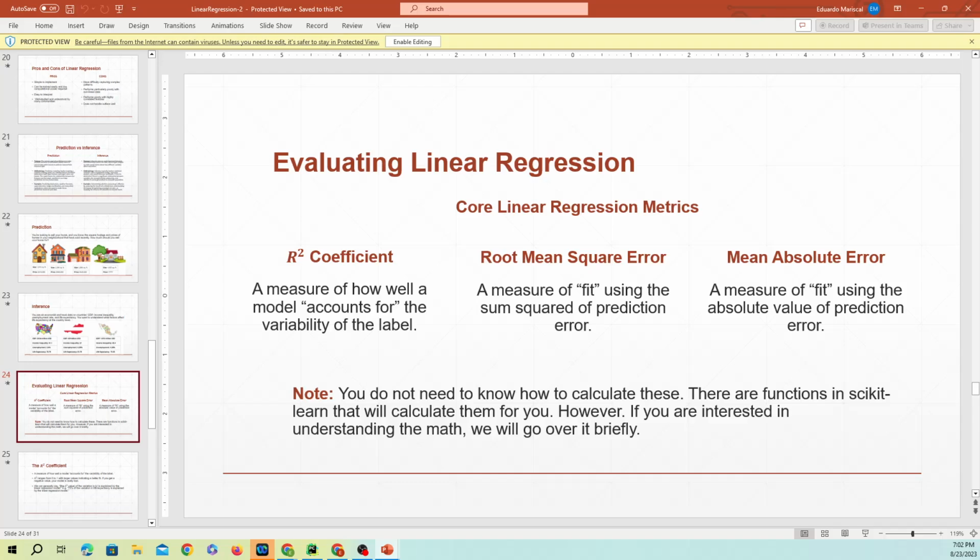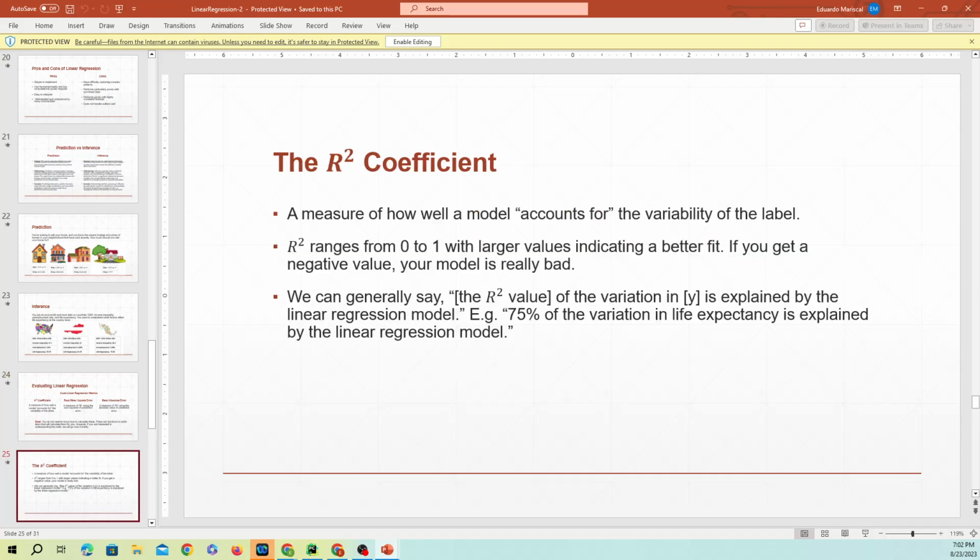So R2 coefficient, what is it? What does it do? It's a measure of how well a model accounts for the variability of the label. That's practically the definition. R2 ranges from 0 to 1 with larger values indicating a better fit. If you get a negative value, your model is really bad. So this is going to be spitting out a value between 0 and 1.